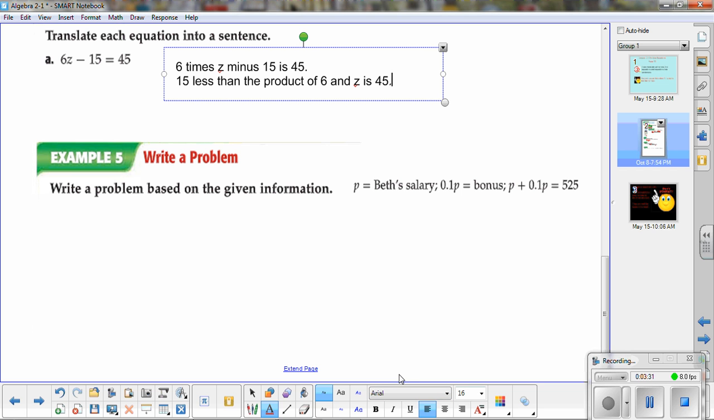The last example is taking some information and coming up with your own problem that could be solved using the equation given to you. It says Beth's salary is P, her bonus is 0.1p or 1/10 p, and the equation is P plus 1/10 p equals 525.